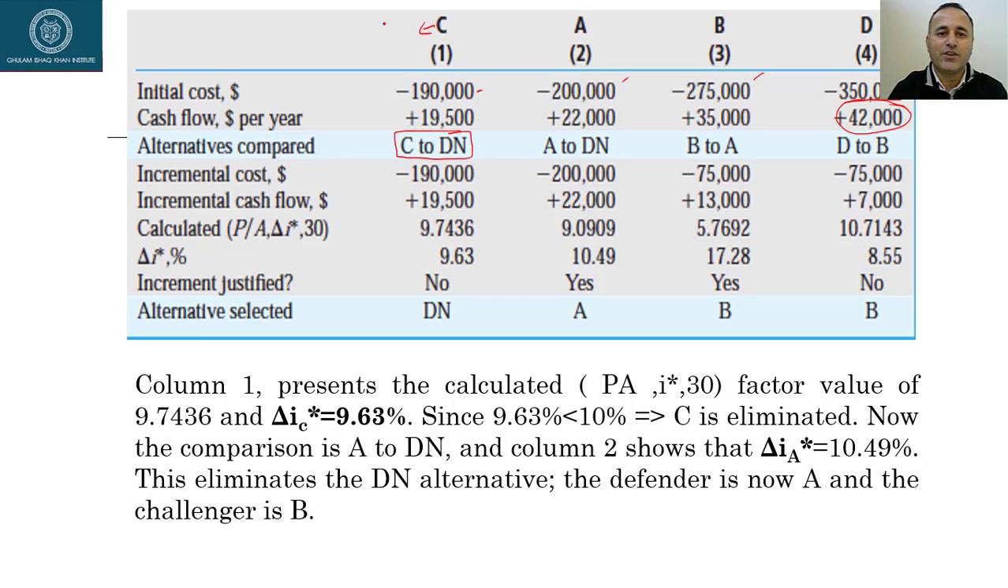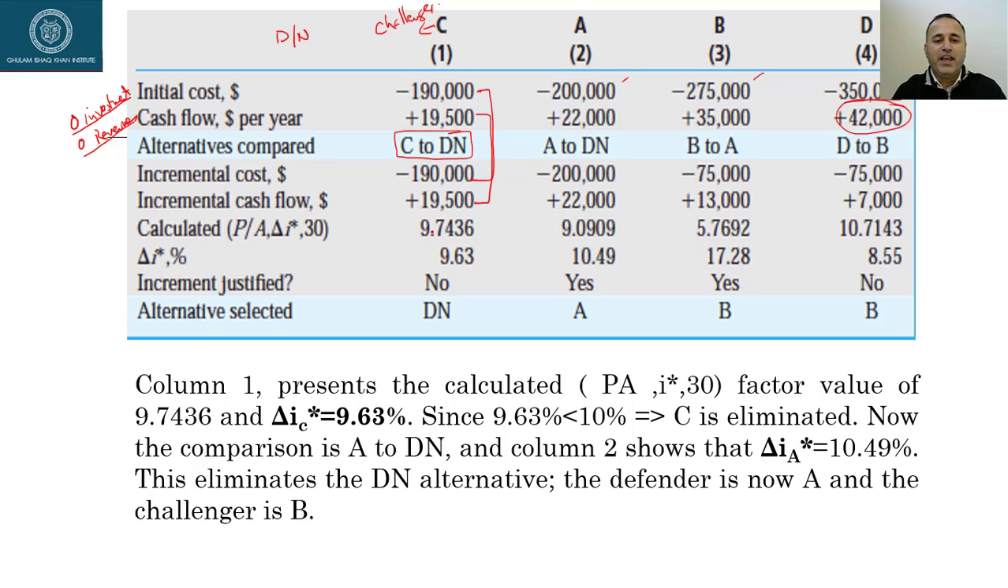C is a challenger in this situation, and it is challenging the do nothing alternative. So C is compared with do nothing. Do nothing means zero investment and zero revenues. If I do nothing, it means that I'm not investing anything, and of course if I do not invest anything, I do not get anything, so zero revenues. So the net cash flows would be the same cost and the same revenues.